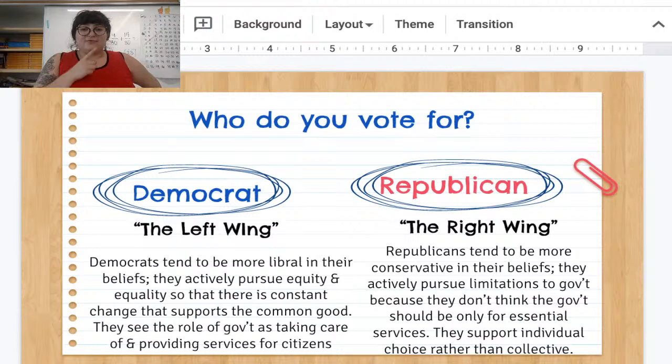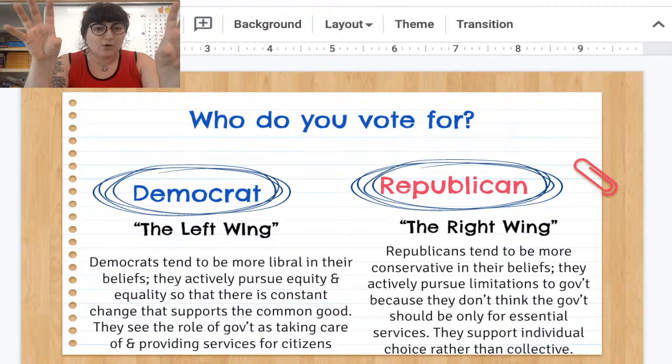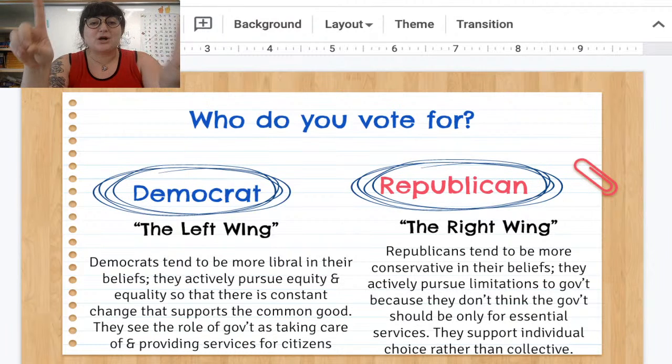I want to leave off with this. When we are thinking of who we vote for, in our history, we've been told you either vote for Democrat or Republican. Now, I want us to consider that the Democratic and Republican parties are absolutely an outline for how we understand and see politics. However, that doesn't mean that we're voting for that person.